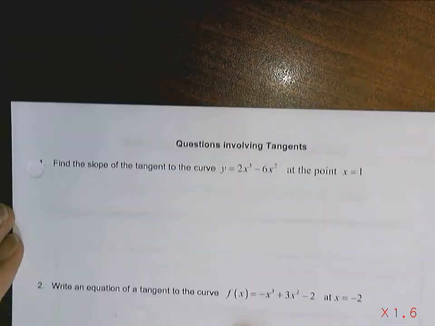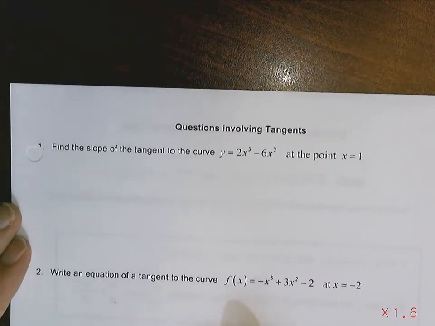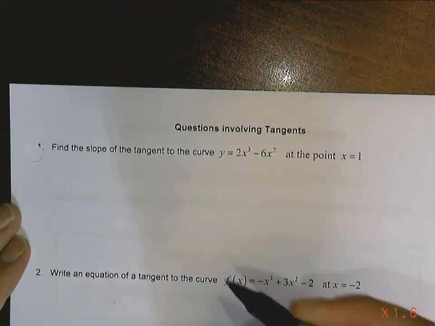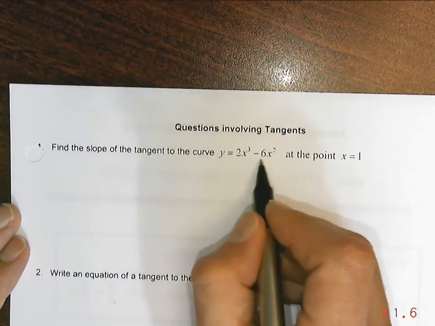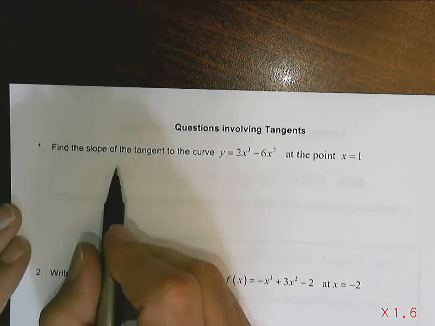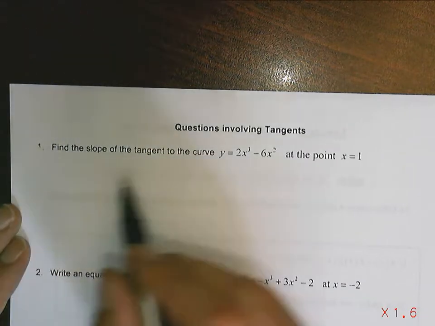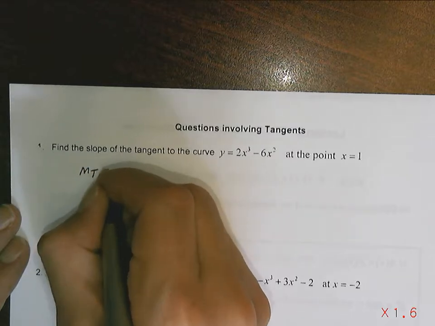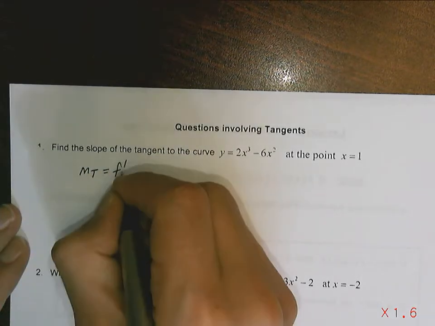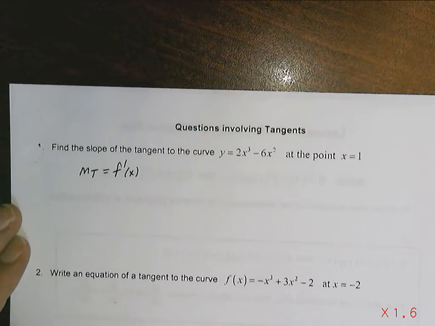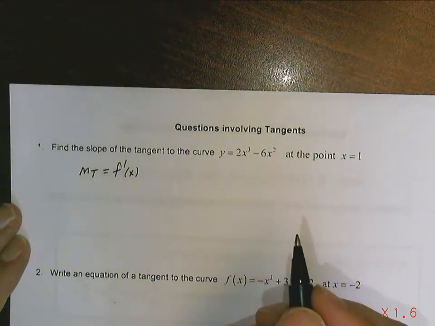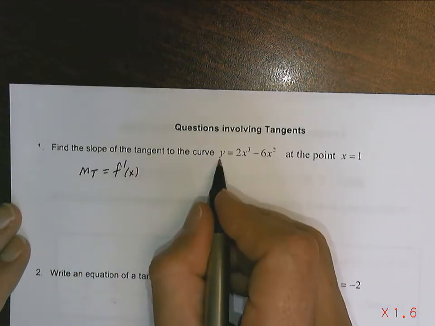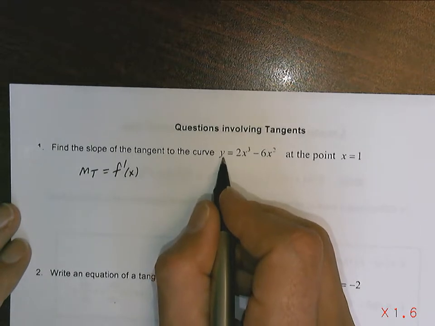Okay. Find the slope of the tangent to the curve, this. So this is a wonderful curve. We would like the slope of the tangent to that curve at this particular point. So the slope of the tangent equals the derivative function. Now, I'm not going to do the limit anymore because I don't do limits anymore. What I want to do is find the derivative of y.